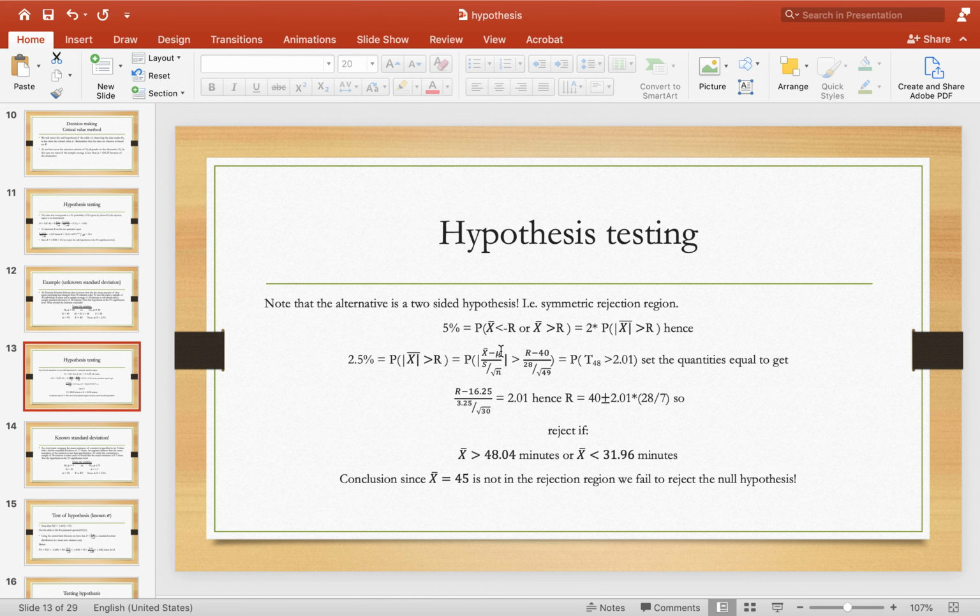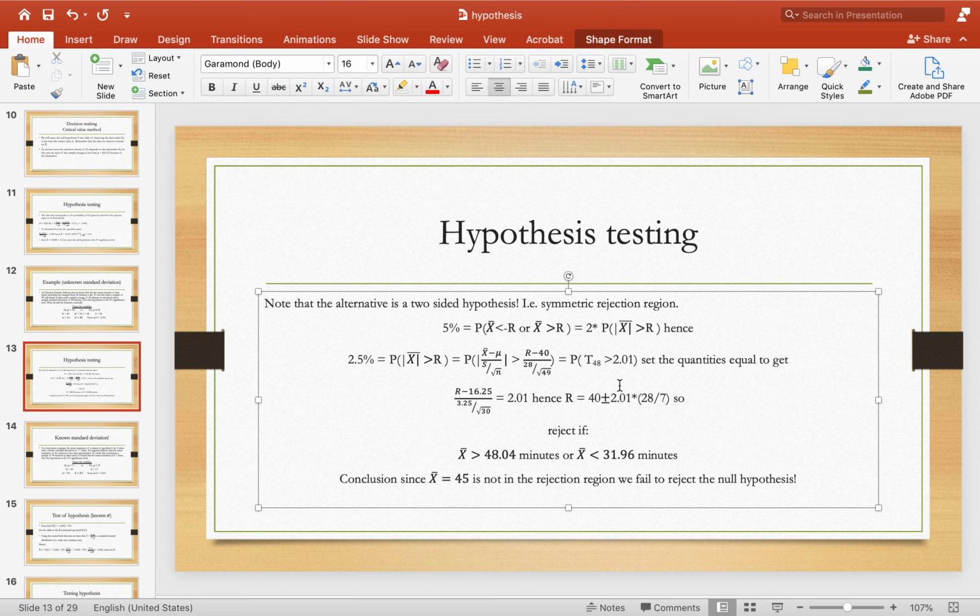Then I take the t-distribution, because remember x bar minus mu divided by s over root n is the t-distribution. And I calculate this value, r minus 40, and I set the quantities equal to each other. And I'm going to observe that the rejection region, okay, one thing here is that the absolute value should have gone over here.